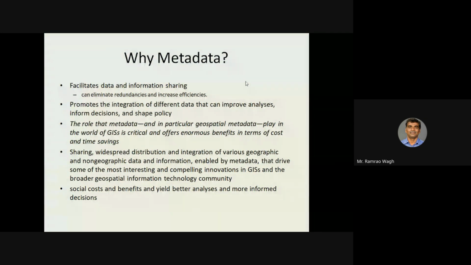So it allows you to integrate different data, and then the analysis can be improved. You can have better decisions and you can come up with a policy, like a hospital policy or whatever. That's why it is very critical, and in terms of cost and time, metadata is important. Now you don't have to read that. Many times this metadata you are not actually generating on your own. It gets generated when you use a tool, but you need to be aware of this.